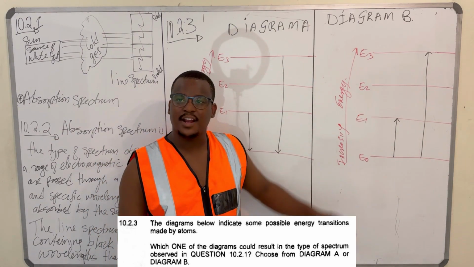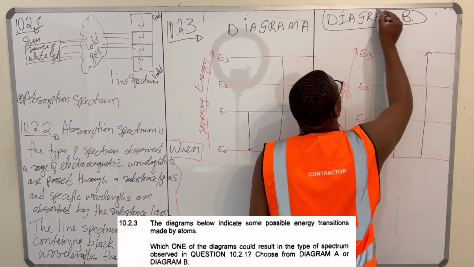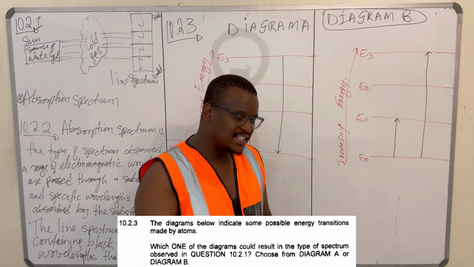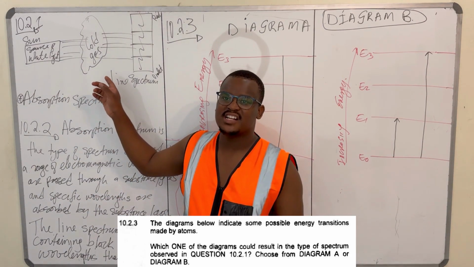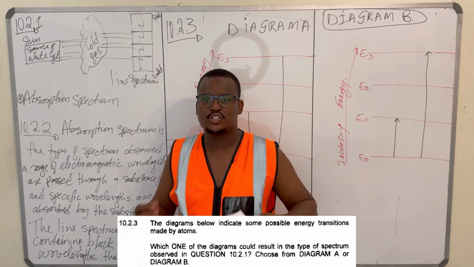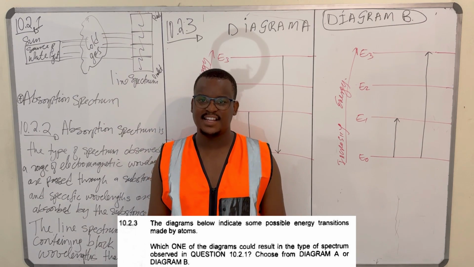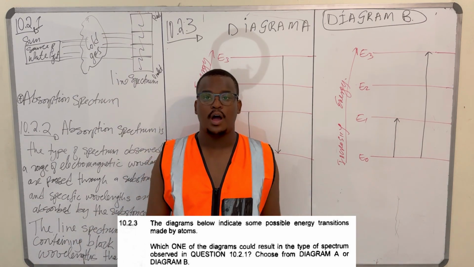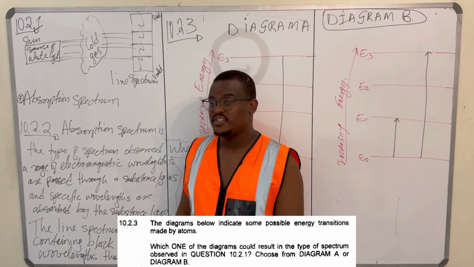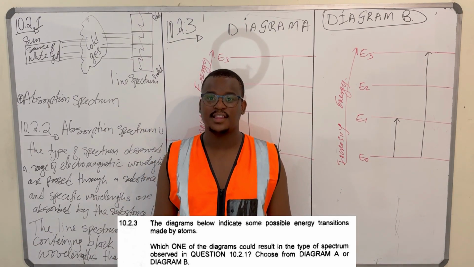So I'll say diagram B, which is this one here. It's the one that is indicative of possible energy transitions made by the atoms of this gas, because they have absorbed energy, so they gain energy and go up the energy levels. They're excited. So that's how I would approach it. I'm not sure if it makes sense, but I hope it does make sense to you as it does to me. Thank you for watching. Cheers.